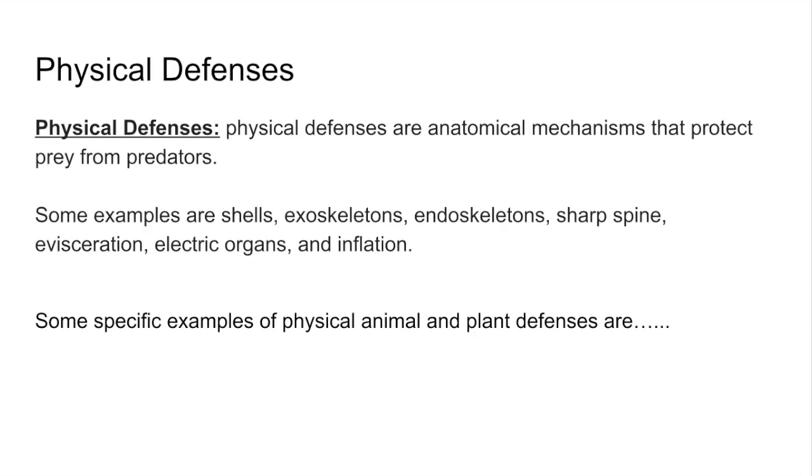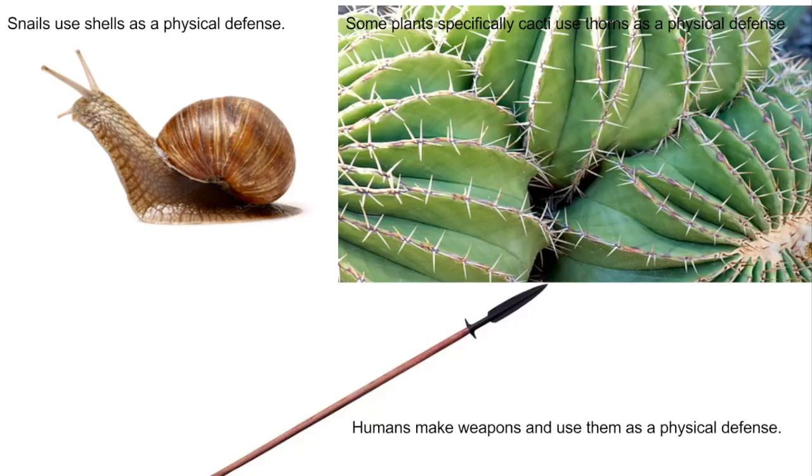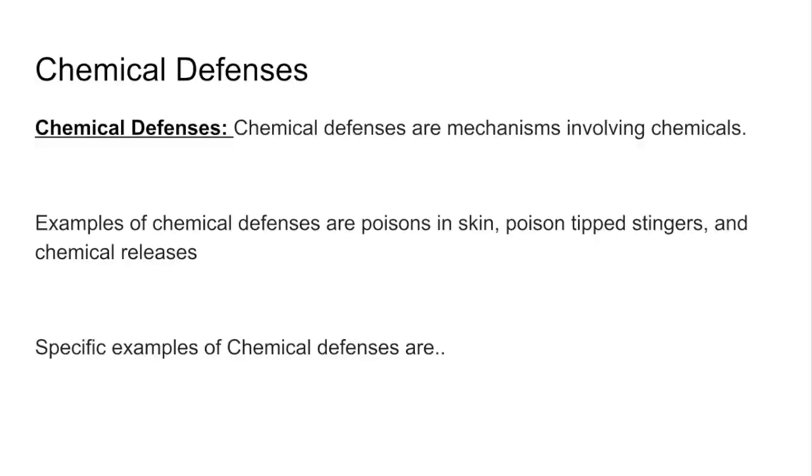Physical defenses. Physical defenses are anatomical mechanisms that protect prey from predators. Some examples are shells, exoskeletons, endoskeletons, sharp spines, evisceration, electric organs, and inflation. Some specific examples of physical animal and plant defenses are snails, which use shells as a defense, cacti, which use sharp spines as a defense, and humans, who make weapons such as spears, guns, bombs. That's also a physical defense.